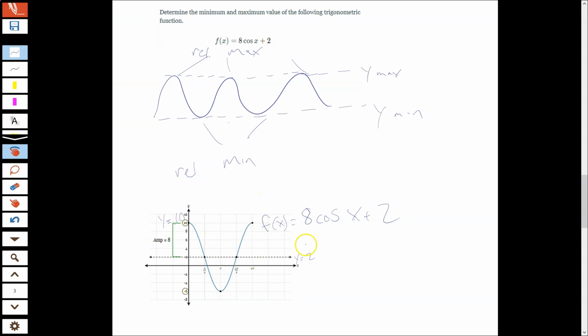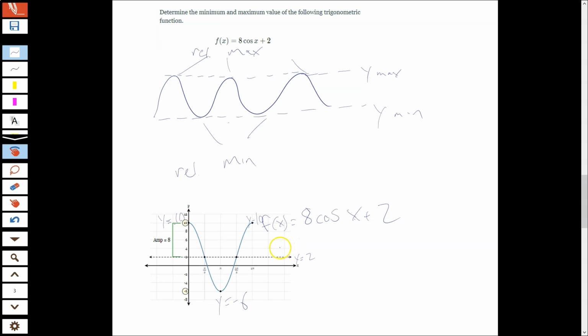Obviously, it continues on as a wave, right? Each max is at y equals 10. Each minimum, as it repeats on, is at y equals negative 6. Okay, so this is pretty easy to find graphically. But what if we wanted to find it just analytically without drawing the graph? Drawing the graph is too much work. Graphing it in our calculator is too much work.